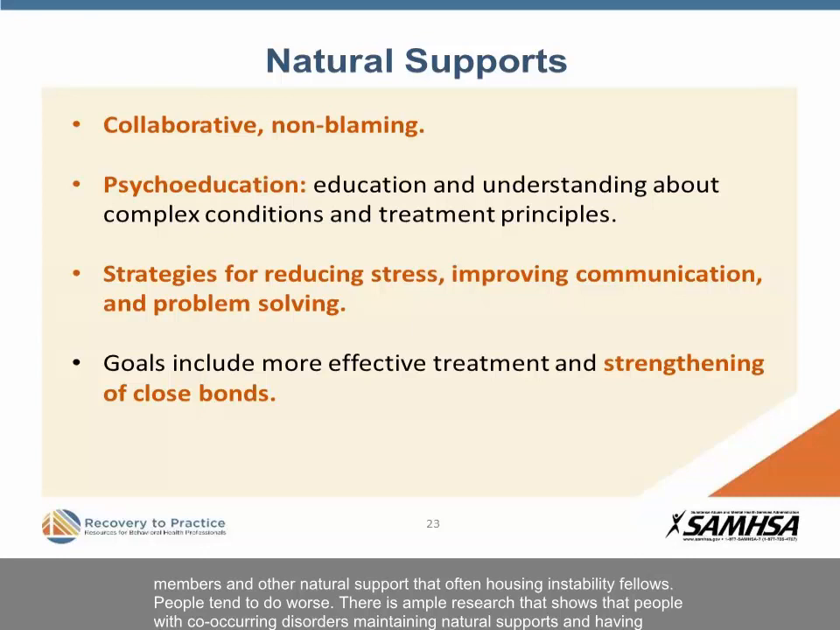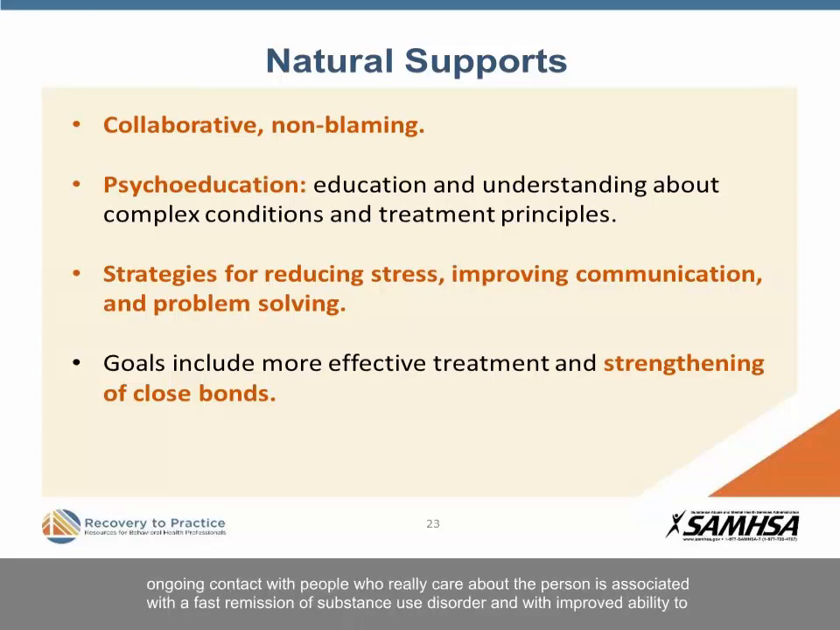There's ample research that shows for people with co-occurring disorders, maintaining natural supports and having ongoing contact with people who really care about the person is associated with a faster remission of the substance use disorder and with improved ability to manage the psychiatric disorder as well. So it's important to look at the goals of strengthening bonds within the natural supports as an important overall goal of co-occurring disorders. Melody is going to wrap up with a comment from the perspective of a person with lived experience.